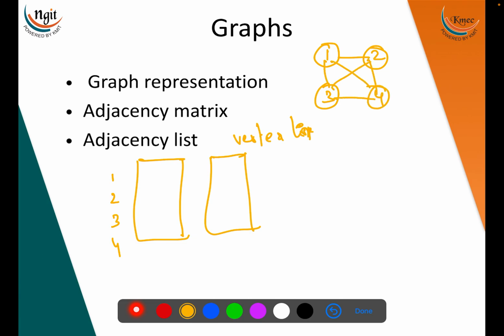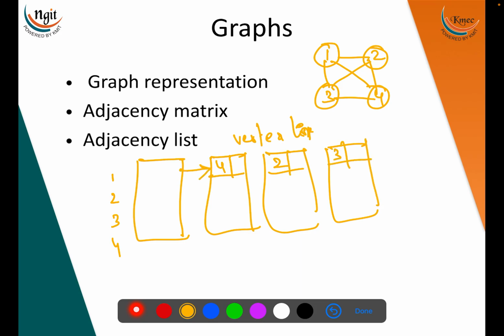We were taken. Now 1 is a head node which is having link to 4, correct? 4, and it is also having a link to 2, and it is having a link to 3. So 1 is a head node which is having link to 4th node, and it is having link to 2 node, it is having link to 3 node. Now take again second node. Second node is having link to 3 node and 4 node and 1 node.